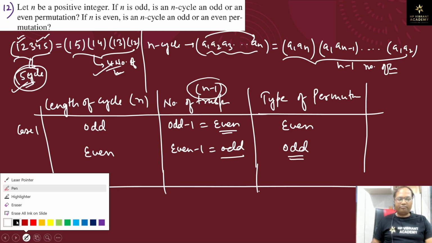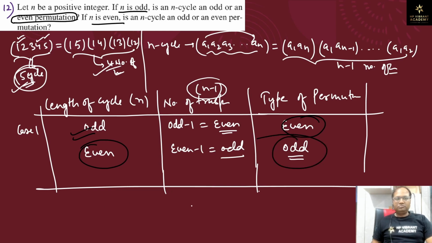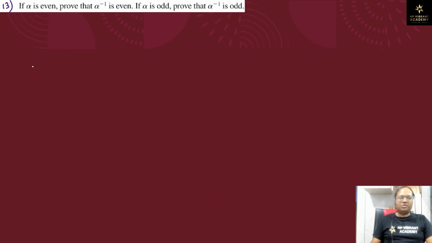तो क्वेश्चन में पूछा क्या है, if n is odd, is an n cycle an odd or an even permutation. सो n ऑड है, ऑड के केस में क्या हो गया इवन हो गया, ठीक है। तो n अगर ऑड है तो ये इवन परमुटेशन हो जाएगा। अगर n इवन है तो n की वैल्यू इवन है, तो n साइकिल क्या होगा ऑड परमुटेशन होगा, as simple as that. Okay, so let us discuss question number 13.